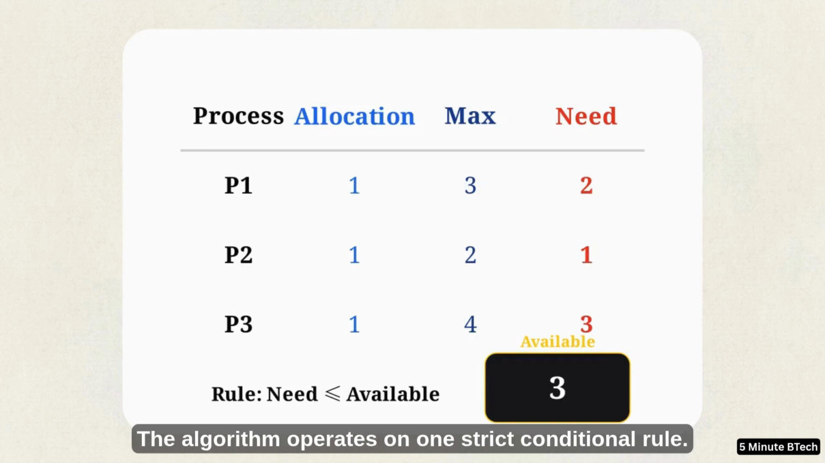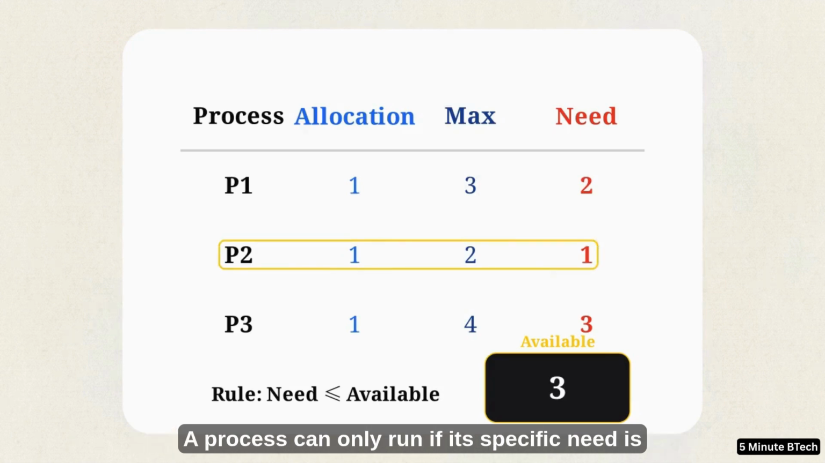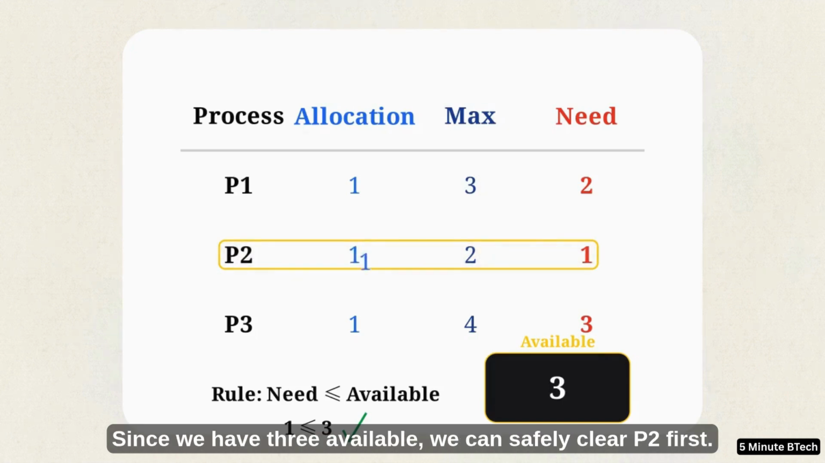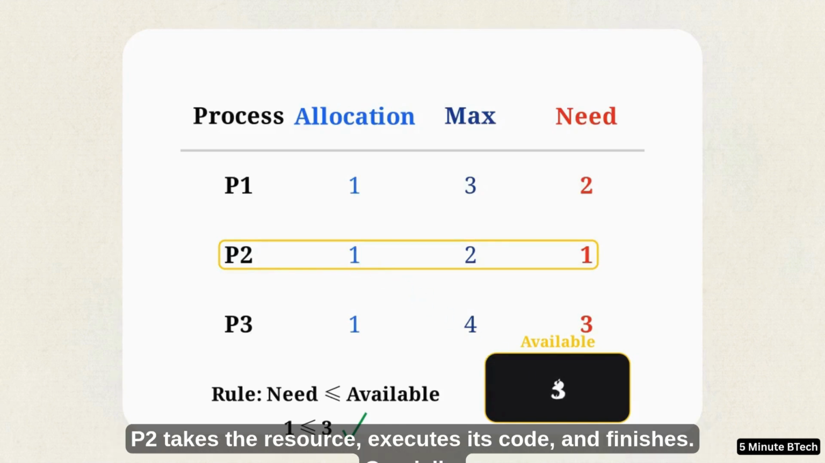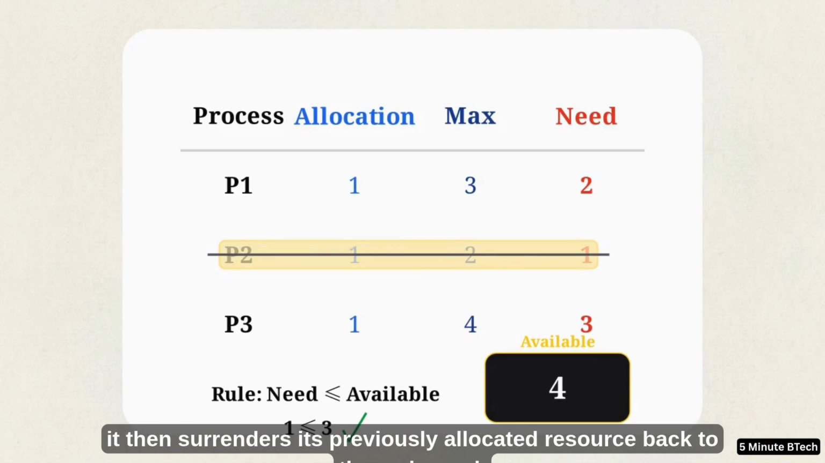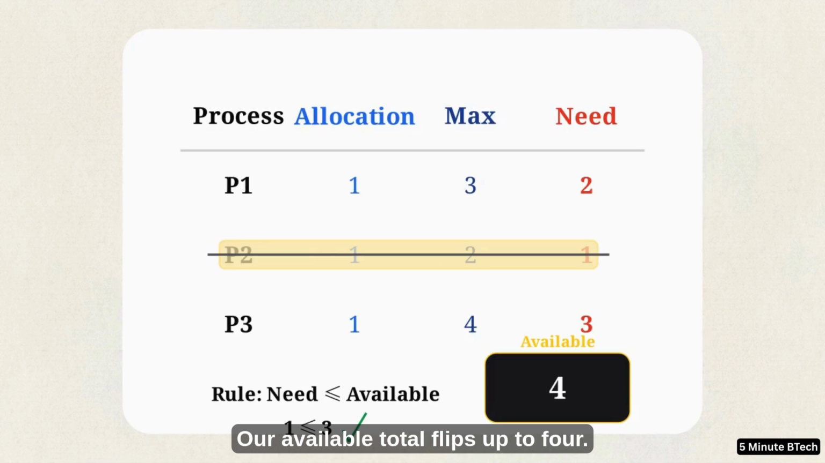The algorithm operates on one strict conditional rule. A process can only run if its specific need is less than or equal to the total available resources. Looking at our options, P2 only needs 1 resource. Since we have 3 available, we can safely clear P2 first. P2 takes the resource, executes its code, and finishes. Crucially, it then surrenders its previously allocated resource back to the main pool. Our available total flips up to 4.